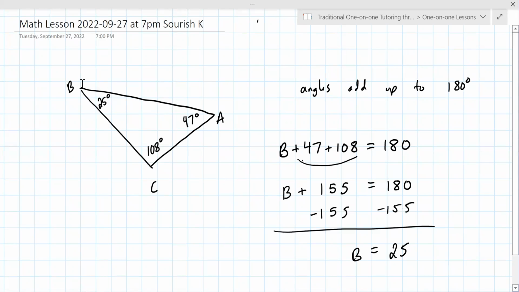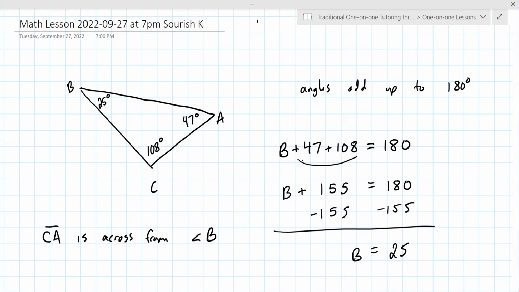The smallest angle is 25, and that's angle B. Which side is across from angle B? Which two letters are across from angle B? C and A. So CA is across from angle B. Line segment CA is across from angle B.